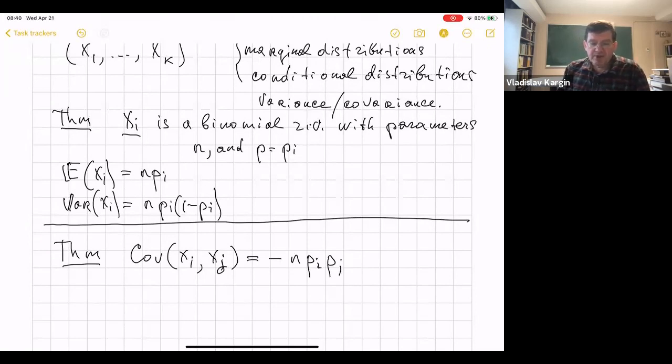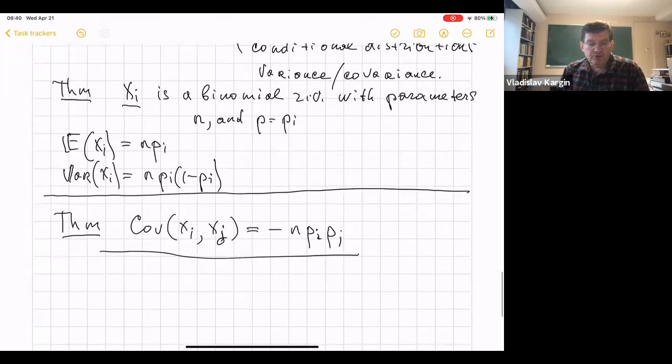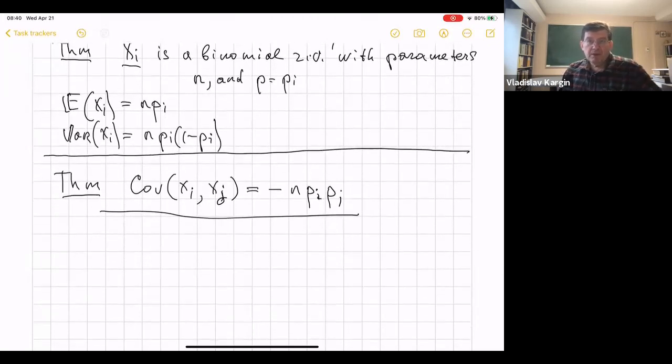This is maybe useful to prove, because it's intuitively clear it should be negative, but the formula is not obvious. It is possible to prove it, and it's not very difficult. But let us postpone the proof of this formula a little bit.